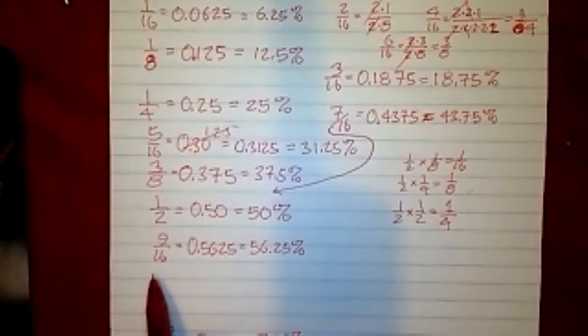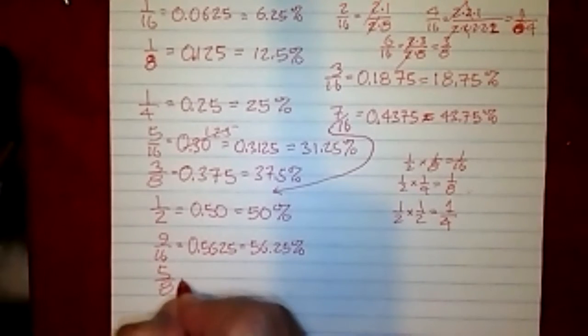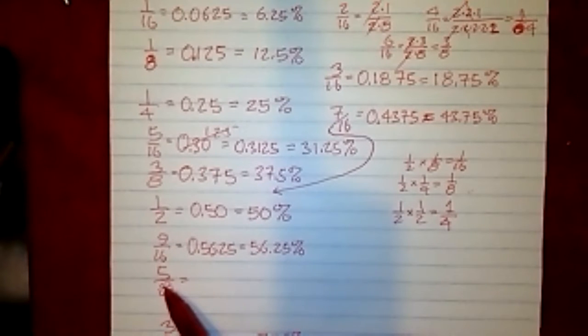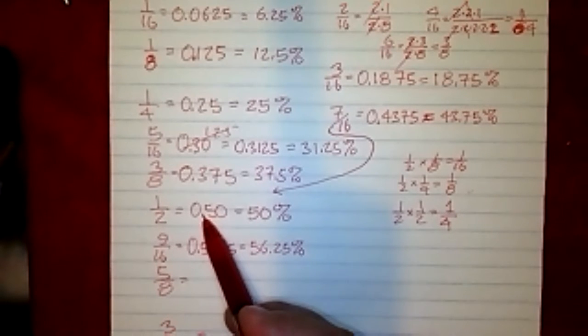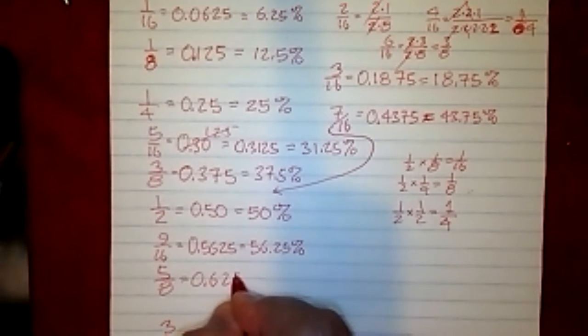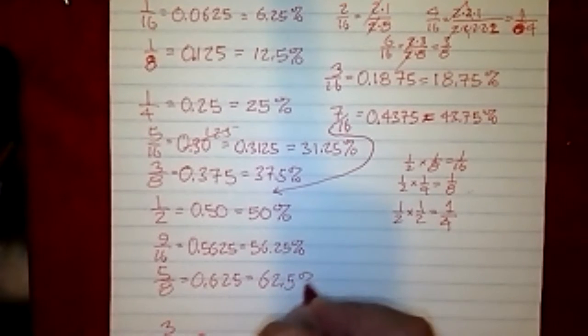Now, if I go up a little further, 9/16 plus another 1/16 would actually be 10/16, and that turns out to be 5/8. But 5/8, notice, is just 1/8 bigger than 4/8. 4/8 is a half, so that's 0.5, and 1/8 is 0.125, so that's 0.625, which equals 62.5%.